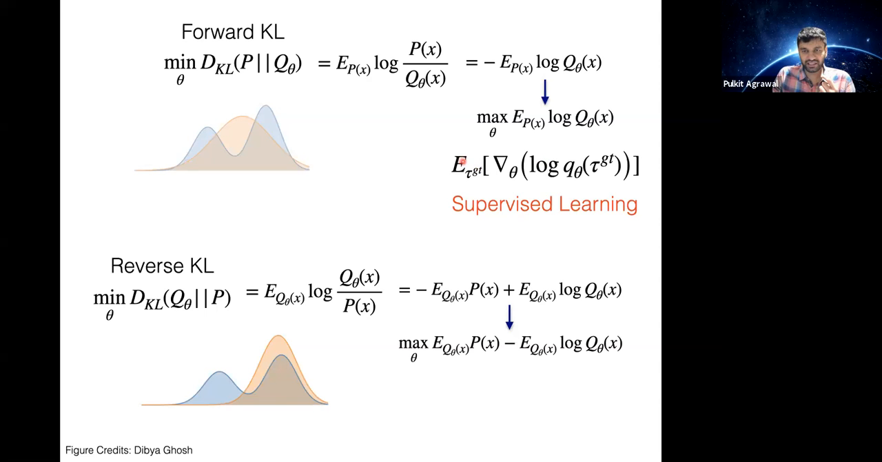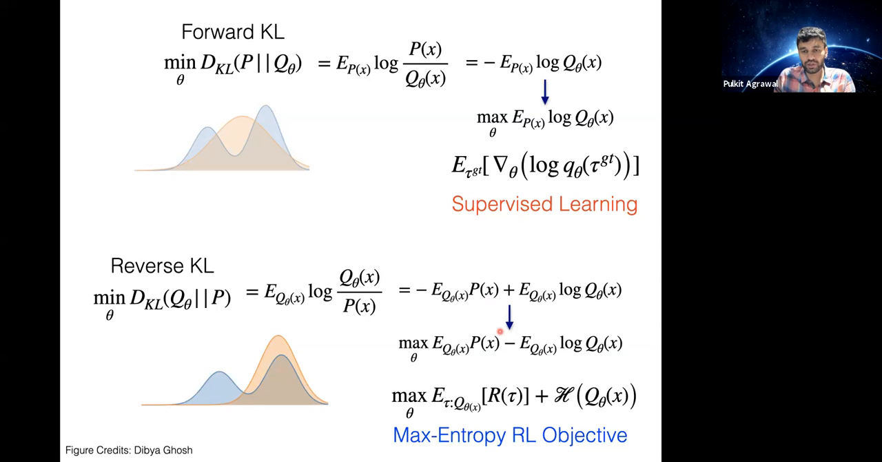Now if you compare this term over here, which is expectation of p x log q theta x, if you were to maximize this term and take the gradients, this pretty much looks very similar to the loss function you would use when you're doing supervised learning. So in supervised learning, you're taking the expectation with the ground truth data that you are given, and you want to maximize the log likelihood of your ground truth data. So it's maximum likelihood estimation. That corresponds to doing forward KL.